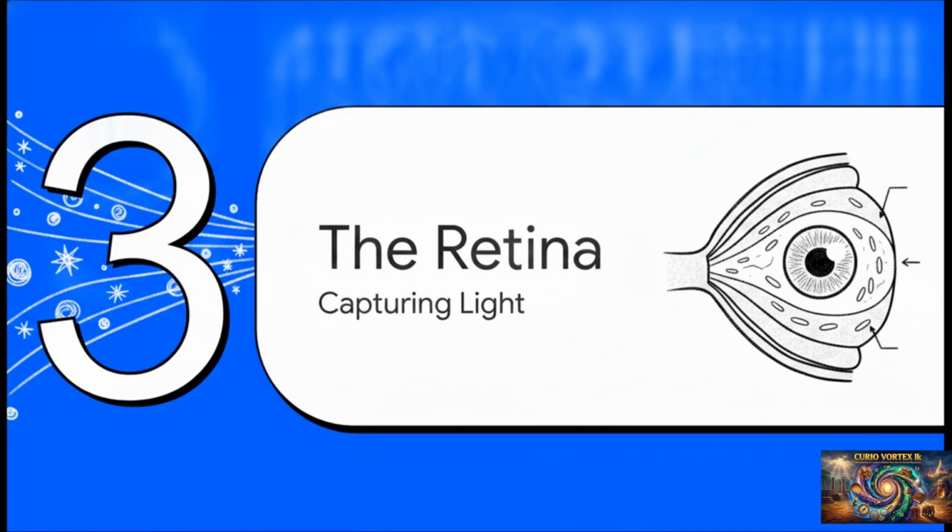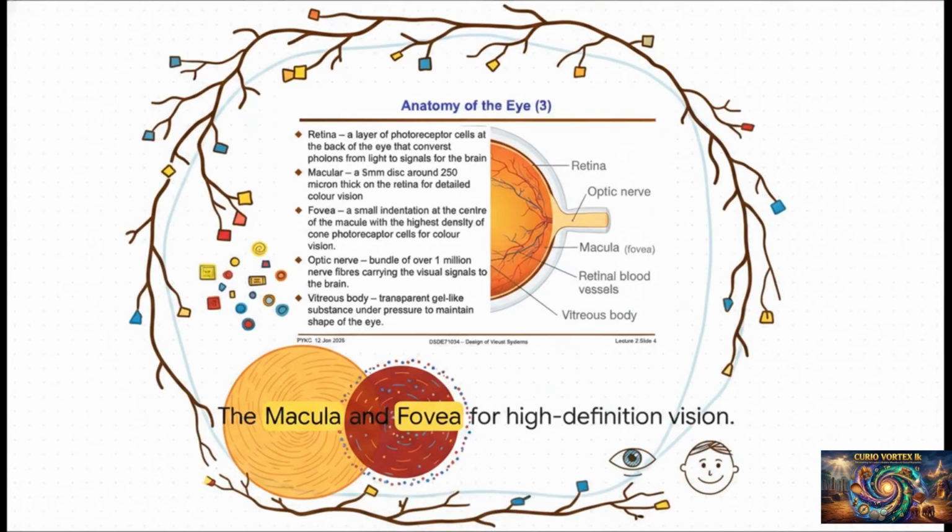Section 3. The retina. Capturing light. So, having cleared all those physical hurdles, our photon finally reaches the ultimate boundary layer at the very back of the eye. This is the retina, the highly sensitive film of our biological camera. When you look at the retinal wall, there's a specific region called the macula, acting as the center for detailed vision. But right inside the macula is something even more impressive. It's a tiny, pitted indentation known as the fovea.